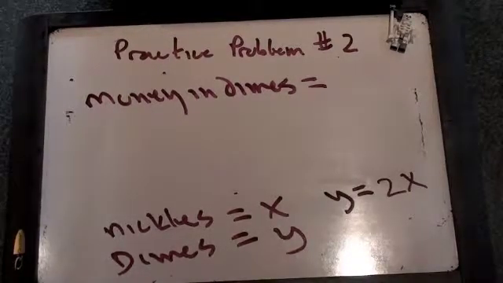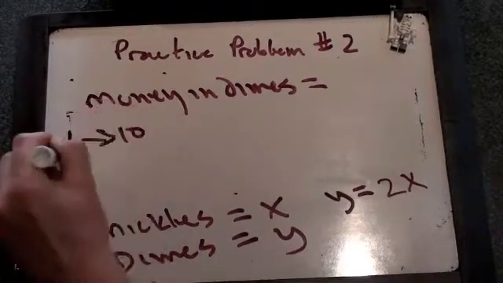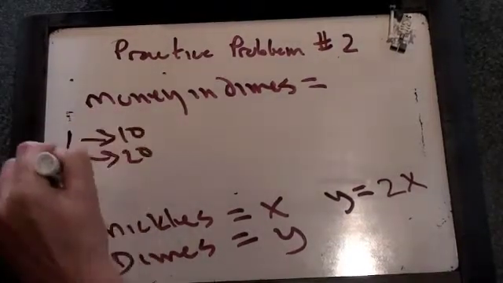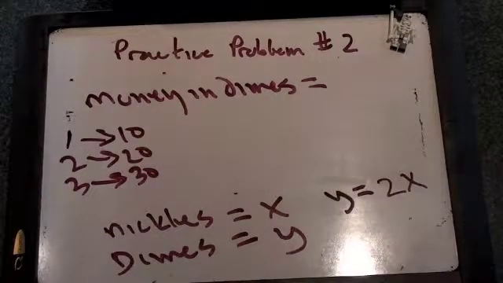Okay, if he has 6 dimes, how much money does he have? 60. If he has 7 dimes, how much money does he have? 70. If he has 8 dimes, how much money does he have? 80. Okay, what are you doing every single time? You're doing the same thing every time. You're saying 1 goes to 10, 2 goes to 20, 3 goes to 30. What are you doing every time?